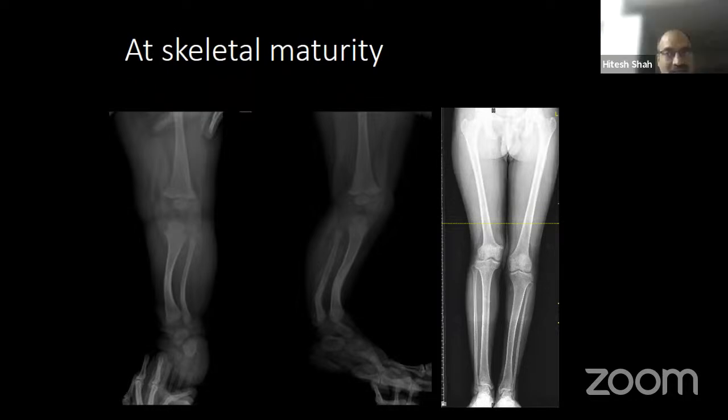And the growth modulation, you can do, but here you have to do a growth modulation on both sides. You can't do one side. It's not as if you're correcting a deformity. You're trying to reduce the amount of length that limb has. So you need to look at your growth charts and then decide at what age you can do it, to expect it to equalize by skeletal maturity.